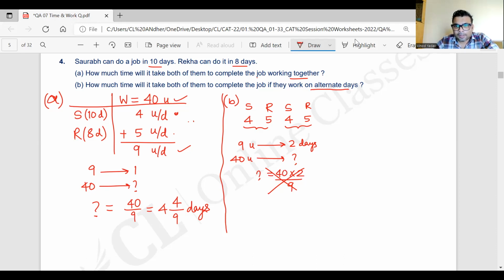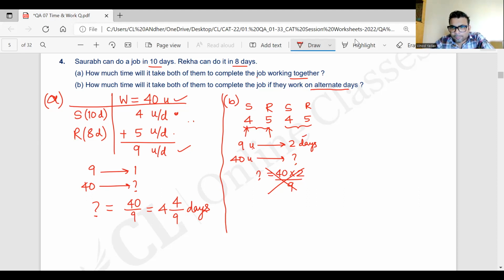But here, 9 units are getting done in 2 days. That doesn't mean that every day 4.5 units are getting done, that is 9 divided by 2. Har din 4.5 units nahi ho raha, rate uniform nahi hai. Aap dekh sakte ho, kabhi 4 unit ho raha hai, to kabhi 5 unit ho raha hai. So rate is not uniform. So don't do cross multiplication, hold on.